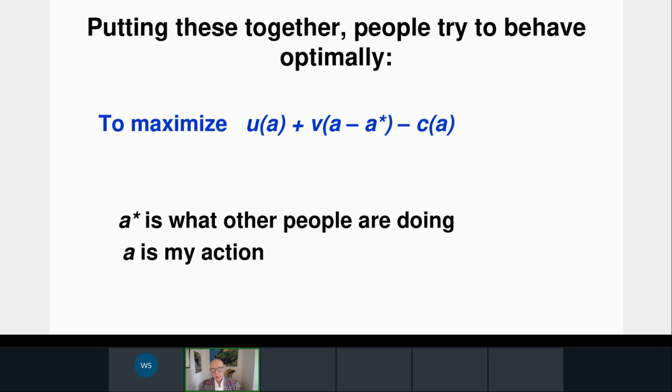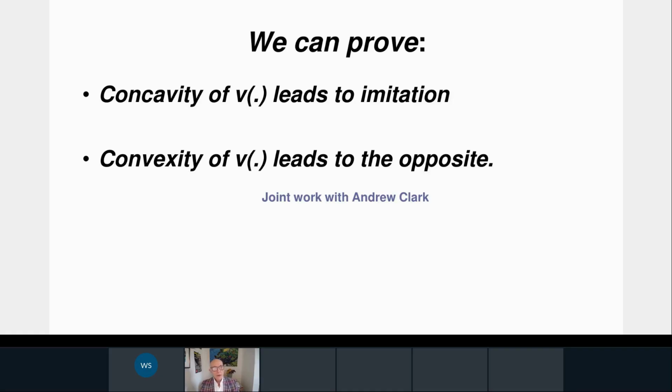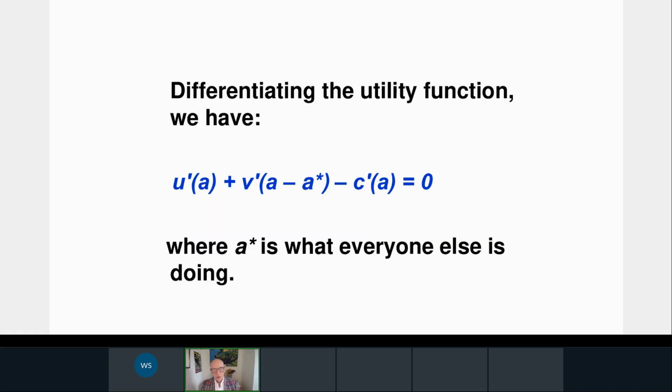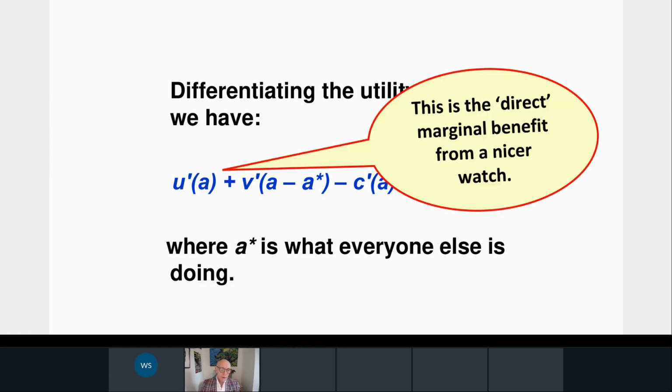Now, let's think about solving this small mathematical problem. Along the way, we'll prove that concavity of V leads to imitation, and convexity of the V function produces anti-herding. I'll come back to that. So think of watches just to be clear. If we look at the turning point in this function, this, of course, is the direct marginal benefit from a nicer watch. You can insert expensive cars in here or whatever you like, but I'm going to stick with watches as an example. So that's the direct marginal benefit.